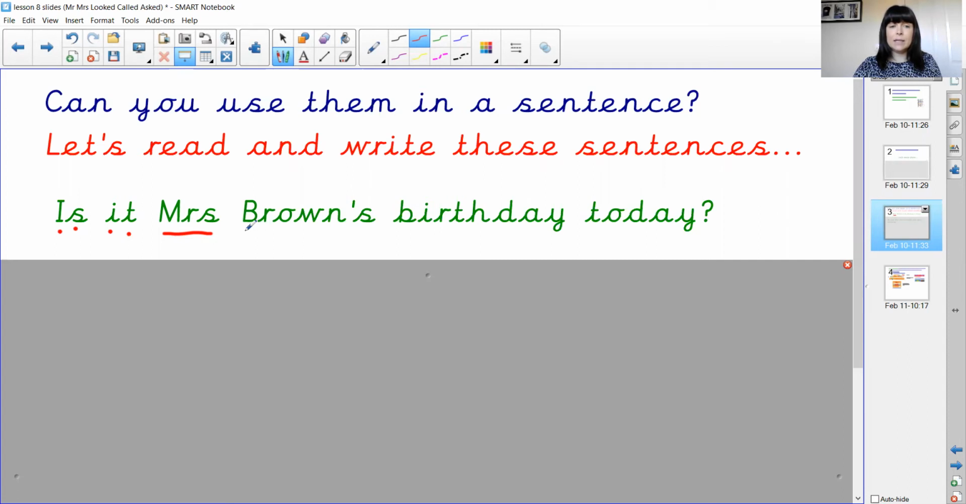Is it Mrs. Browns birthday? All digraphs that we've looked at before already. Birthday. And here's another tricky word. Today. Is it Mrs. Brown's birthday today? And that's a question, isn't it? We're waiting for a response. Is it Mrs. Brown's birthday today?